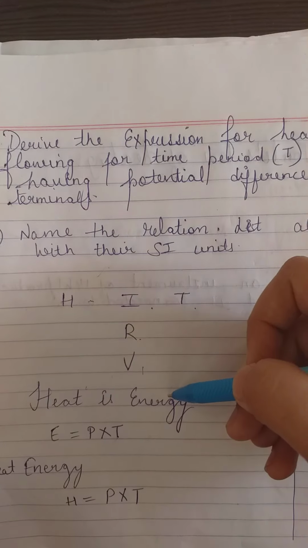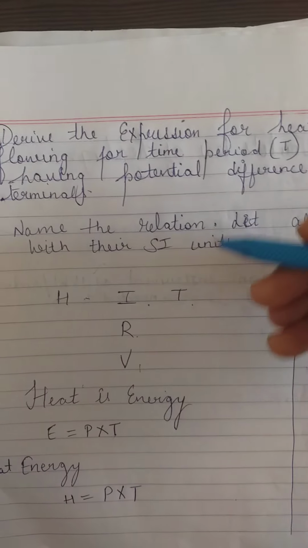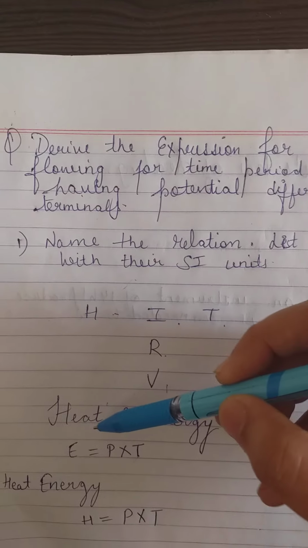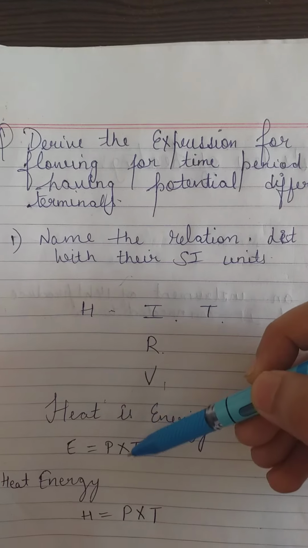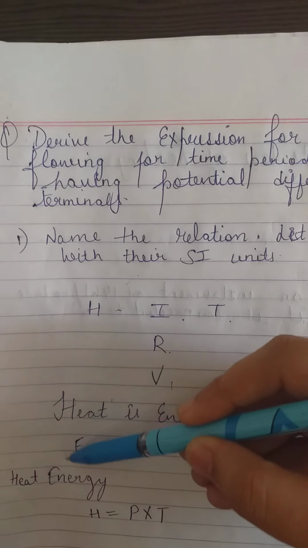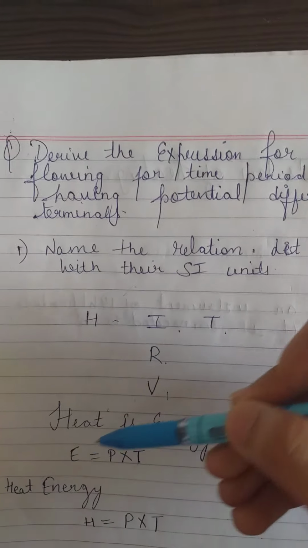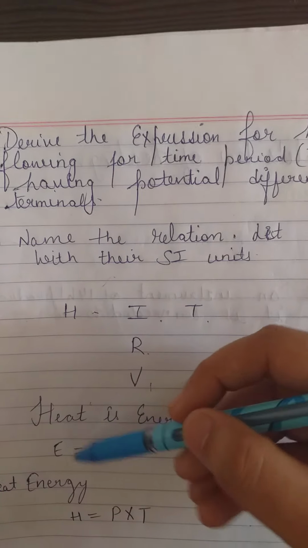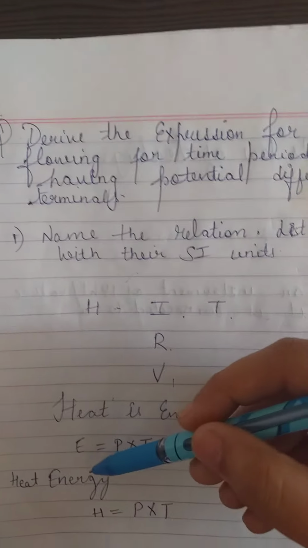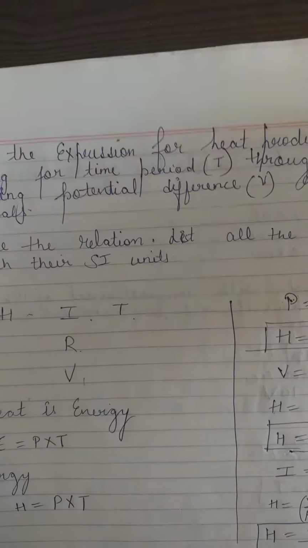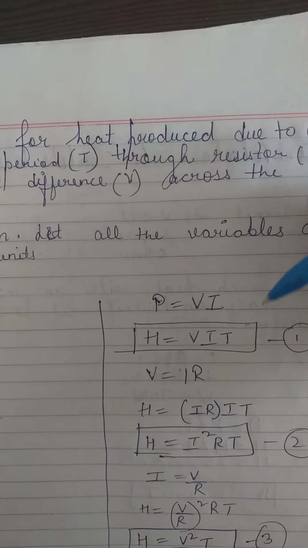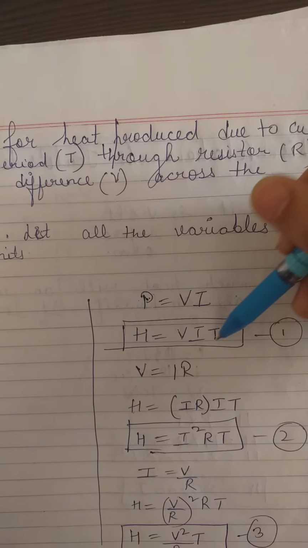So heat is basically energy. If you find out the value of the energy, then it is the value of the heat only. So the formula of energy is P multiplied by time. Energy is basically work done. Work is equal to energy, and energy is equal to the heat produced through the circuit. So E is equal to power multiplied by time. Heat energy H is equal to P multiplied by time. So P is equal to VI, and you have to put the value of P, that is VI multiplied by T.